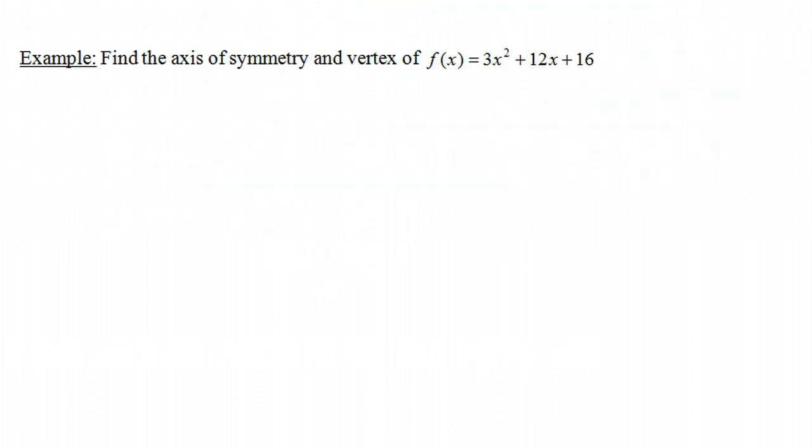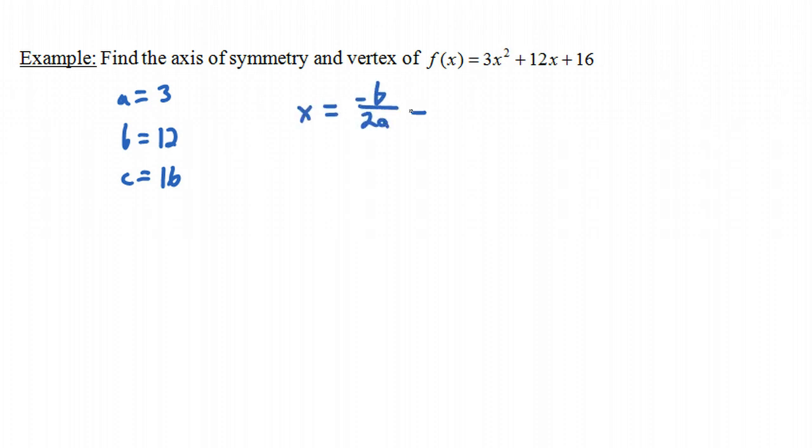So let's do an example. Find the axis of symmetry and the vertex of f(x) = 3x² + 12x + 16. The first thing you need to do is say what's a, what's b, and what's c. Well, a is 3, b is 12, and c is 16. Then x = −b/(2a). That would be −12 over 2 times 3, so that would be −12 over 6, or −2.